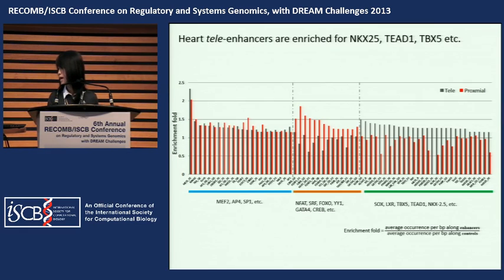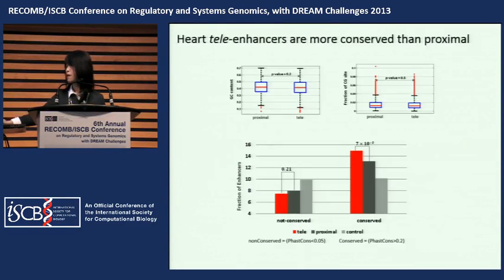For example, only the tele-enhancer is enriched for TD1, NKX2.5 and TBX5, and the proximal enhancer is only enriched for NFAT and SRF, and like GATA4 and CREB-like P300. So this map shows that the tele-enhancer and the proximal enhancer share some of the binding motifs, but they also show distinctive binding motifs.